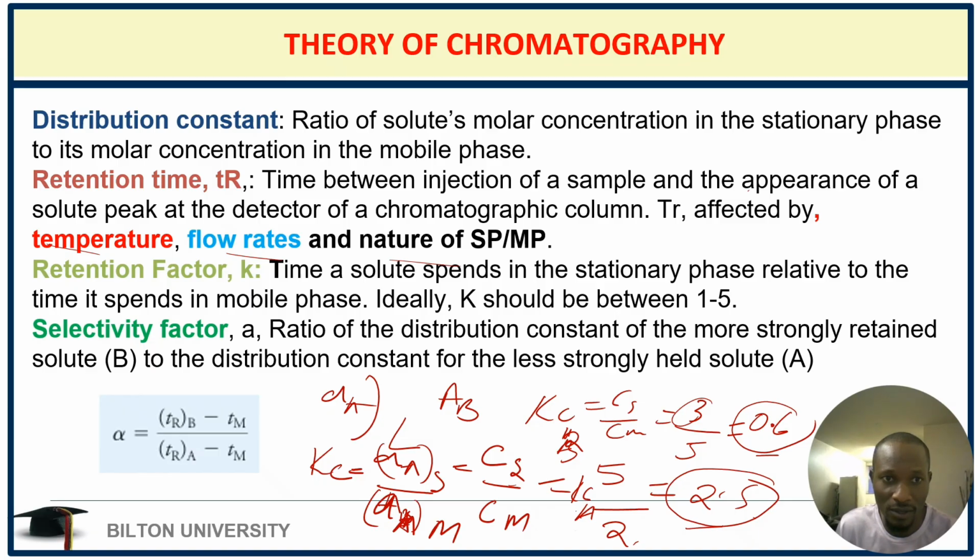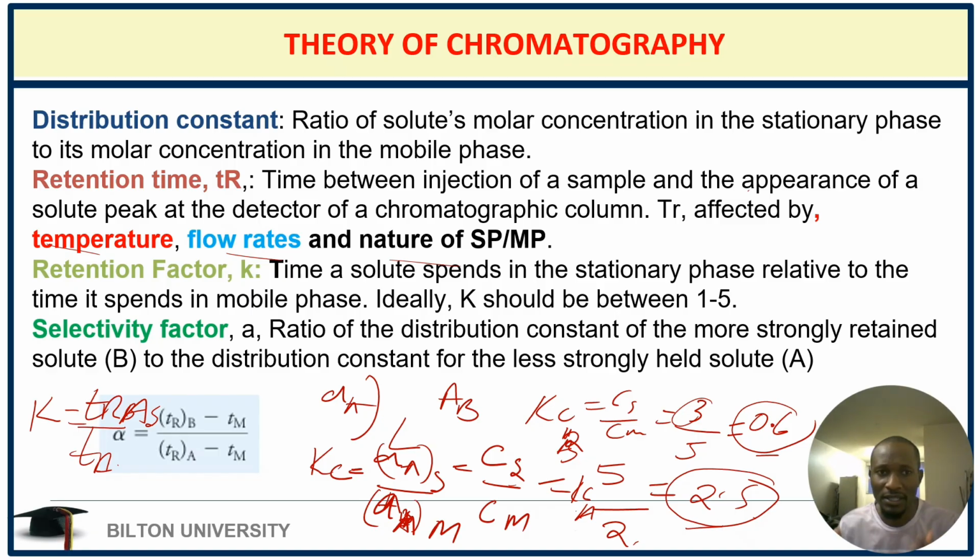And then we have what is called the retention factor. Now, the retention factor, which is represented by the letter K, is simply the time a solute spends in the stationary phase compared to the time it spends in the mobile phase. Let's take an example: the retention time of solute A in the stationary phase compared to the retention time of A in the mobile phase.